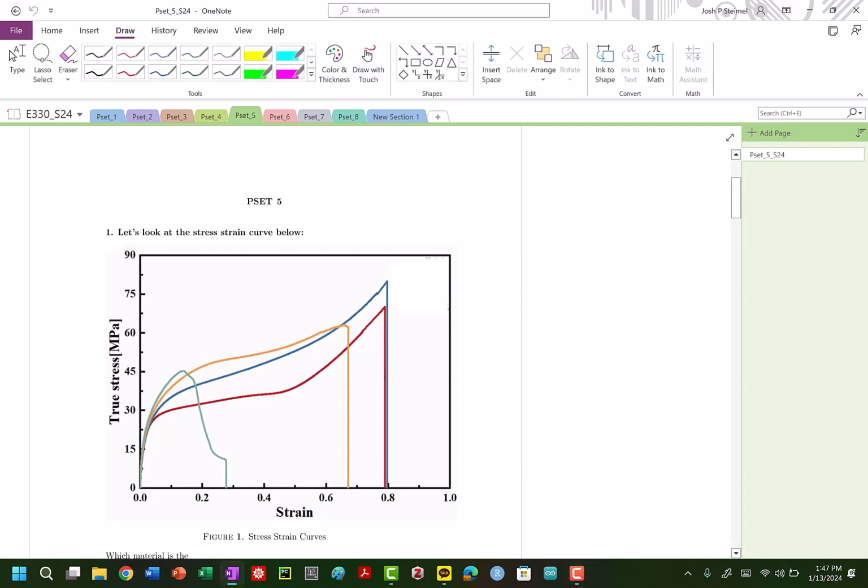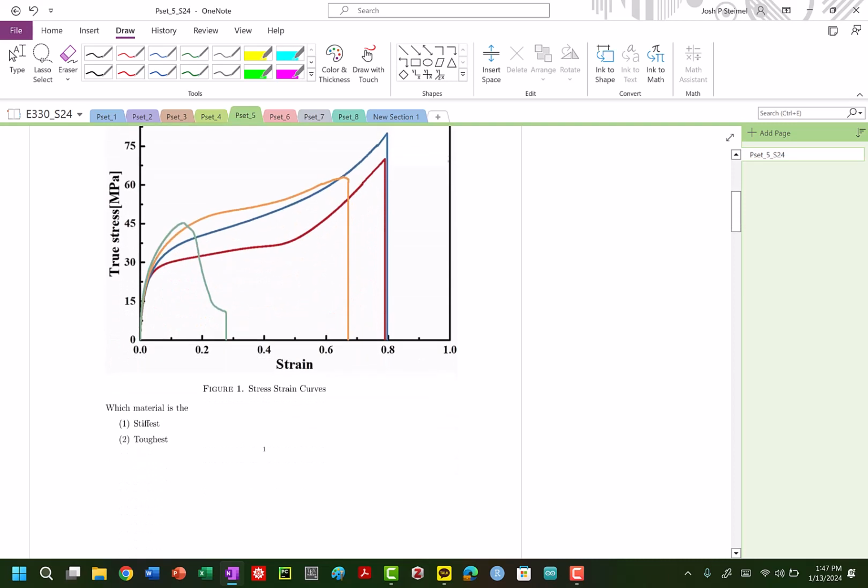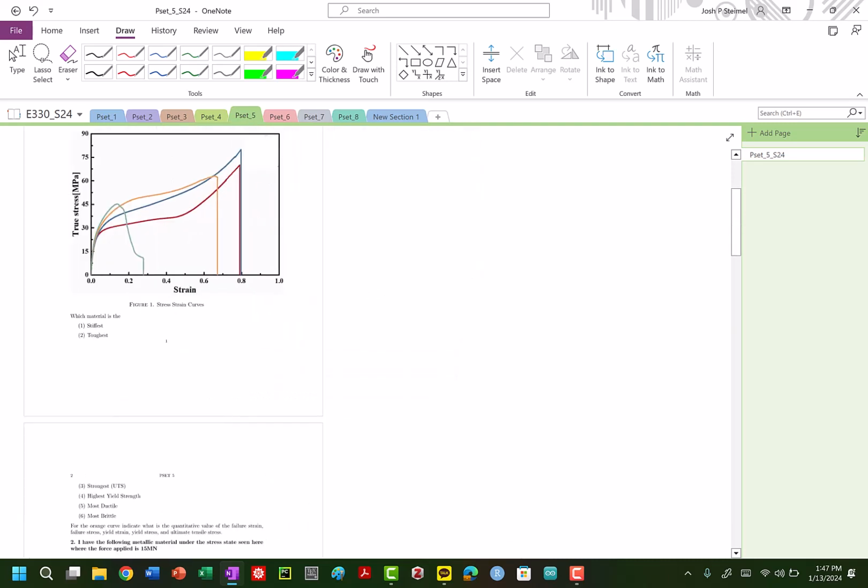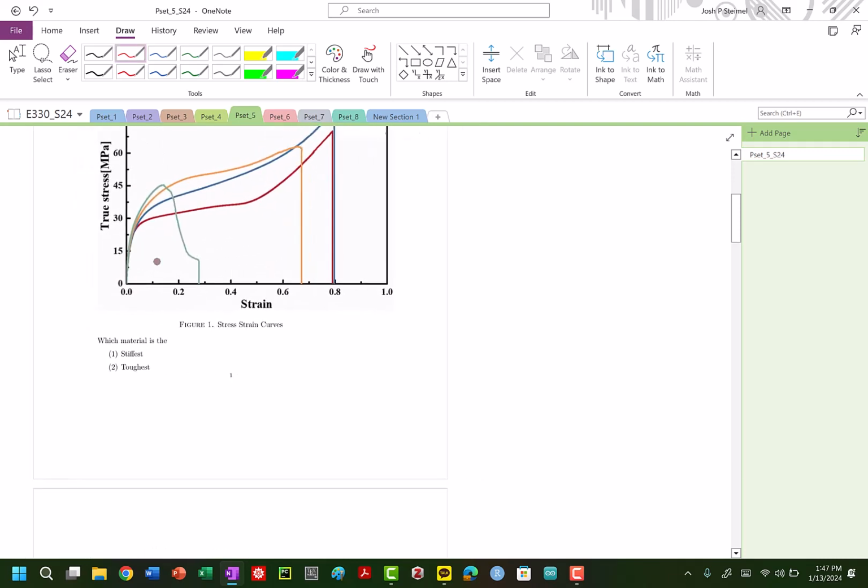All right, and we are back for our Pset 5 solution video. So let's go ahead and look at the stress strain curves below. Which material is stiffest, toughest, strongest in terms of UTS, highest yield strength, most ductile, brittle? So stiffest, we're looking for the highest Young's modulus.